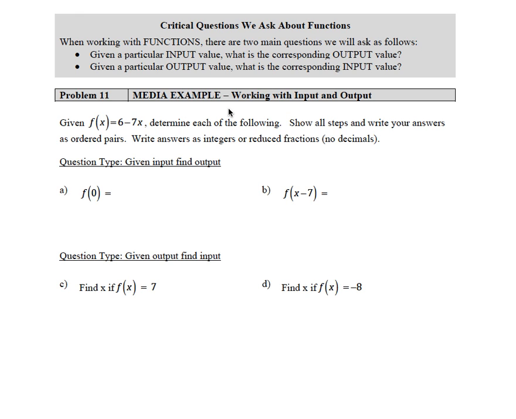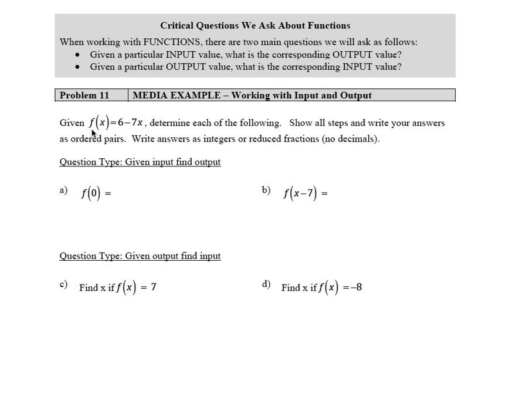In this question, we're going to be working with input and output. And I left on the screen the information in the box here about critical questions we ask about functions. And there are two critical questions. Given a particular input value, what is the corresponding output? And given a particular output value, what is the corresponding input? So it's important for you to determine which of these questions are being asked, because then that's going to tell you the process for determining the result.